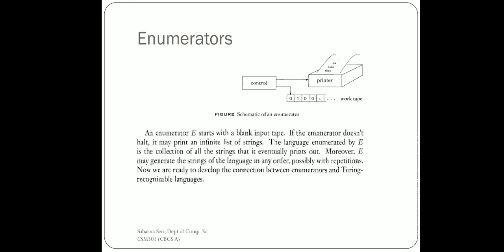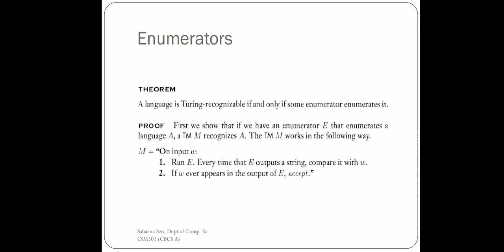Now let us see what next. Here we will focus on a theorem. What it is saying is that a language is Turing recognizable if and only if some enumerator enumerates it. That means, in other words, a Turing machine will accept those languages which are recursively enumerable languages, right? That means a language which can be enumerated by some enumerator. Those languages are recursively enumerable languages, right?